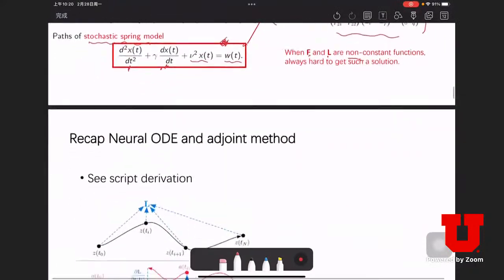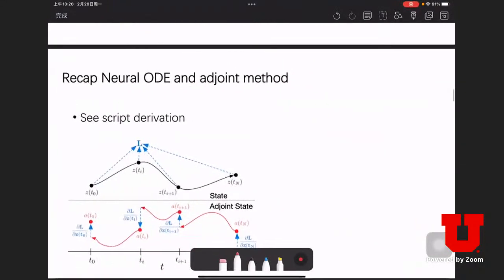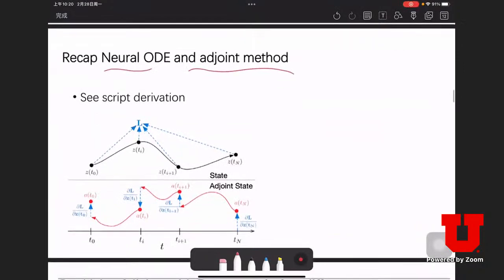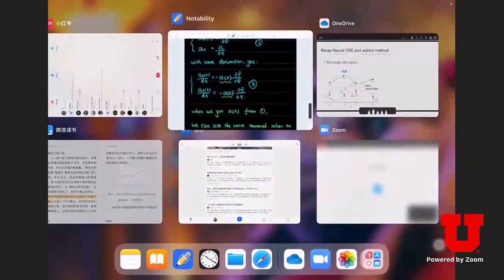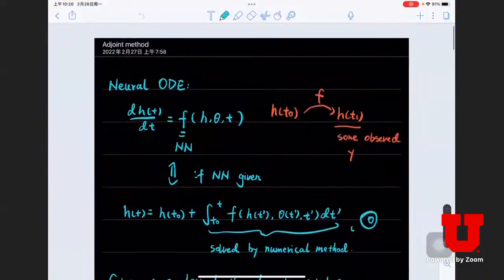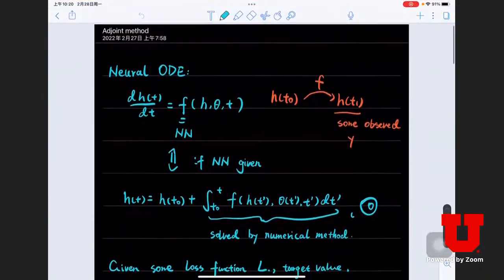And then we go to recap the neural ODE and the adjoint methods. Let's switch to some script derivation to help you understand this better. So what is the neural ODE?